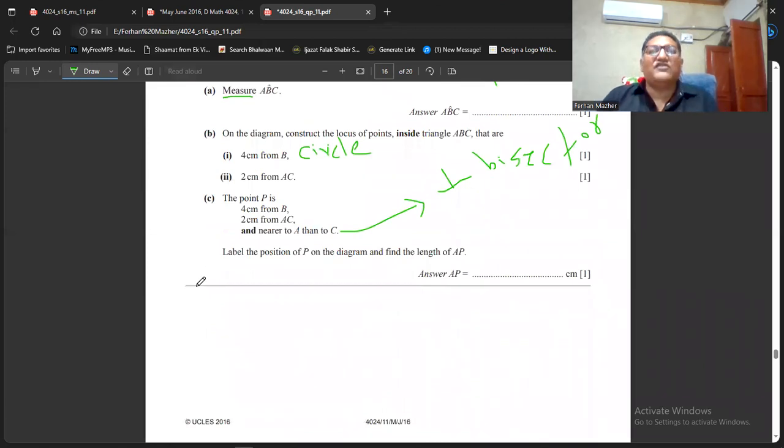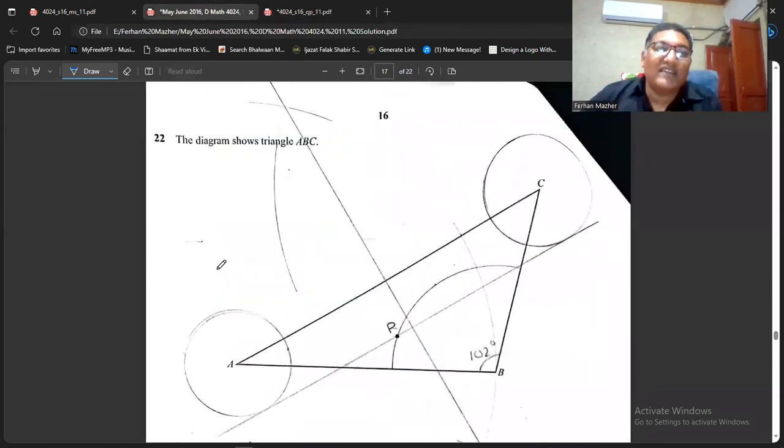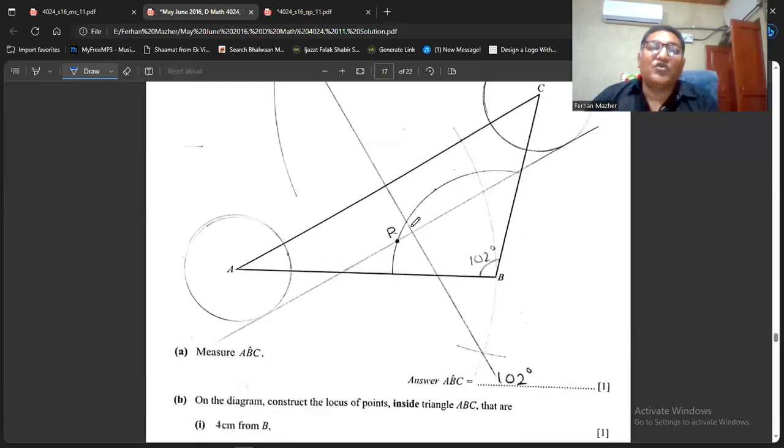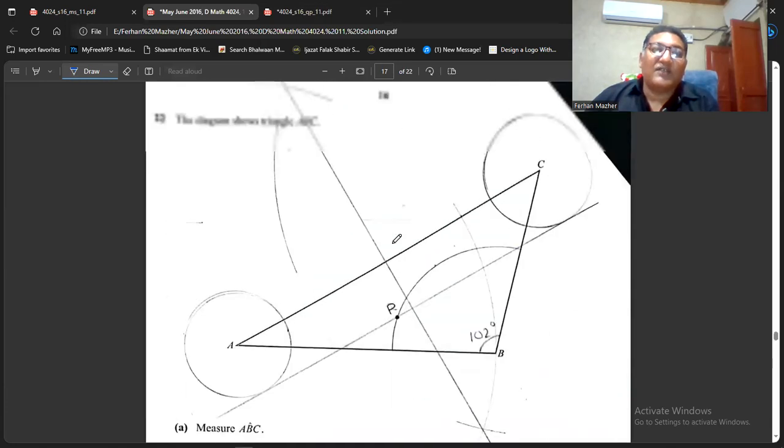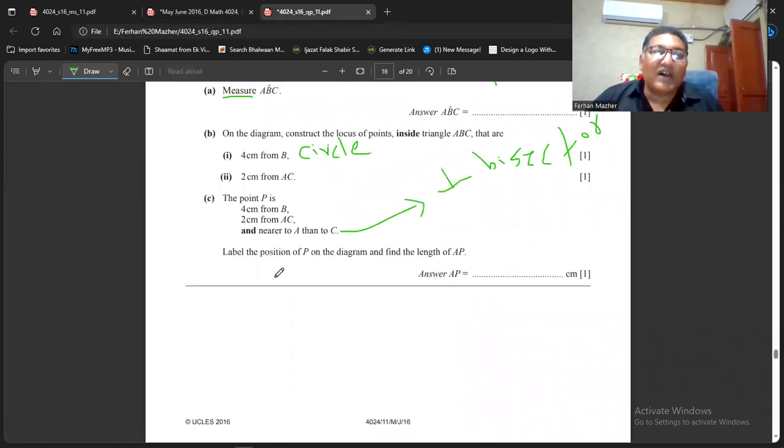So what is their question? The point P is 4 centimeters from B, that is on that circle of 4 centimeters, and 2 centimeters from AC. So where these two loci meet, that point is there, and nearer to A than to C. So you have to remain near A. There are 2 points where they intersect. One point is here, and one point is here. But where exactly is P, which is nearer to A? That is the point P. So we have marked it.